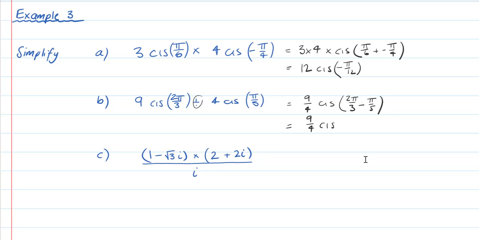Cis 2 pi on 3 can be 10 pi on 15, minus 3 pi on 15 is 7 pi on 15. And that's the best we can do.